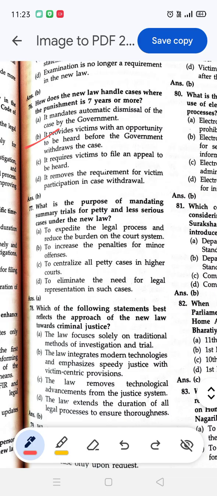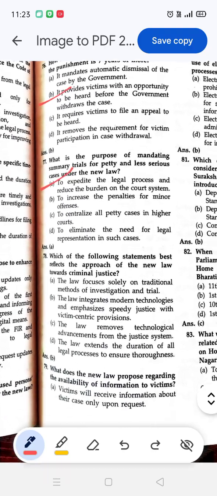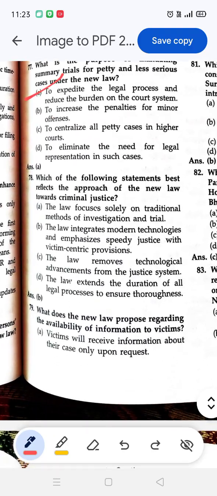Question number 77. What is the purpose of mandating summary trials for petty and less serious cases under the new law? So option A is correct. To expedite the legal process and reduce the burden on court system. Question number 78. Which of the following statements best reflects the approach of the new law towards criminal justice? So option B is correct.